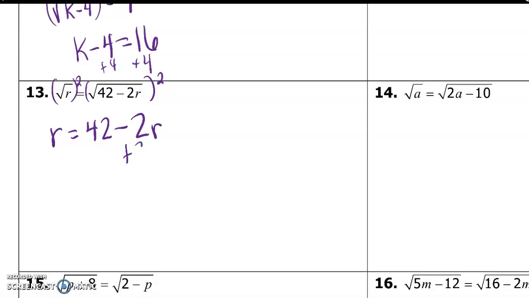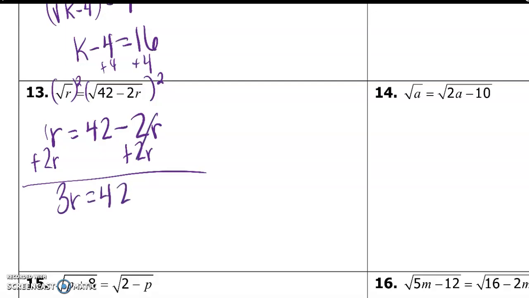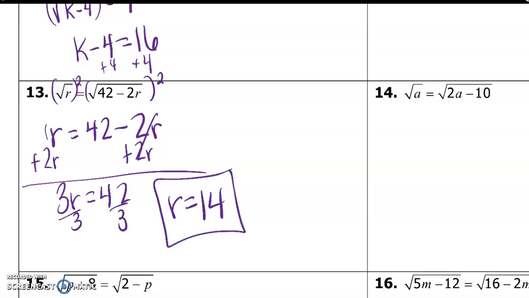So we would do plus 2r to move it to this side. So remember that's 1 plus 2 gives us 3r equals 42. Those canceled out. Divide by 3 and r equals 14.